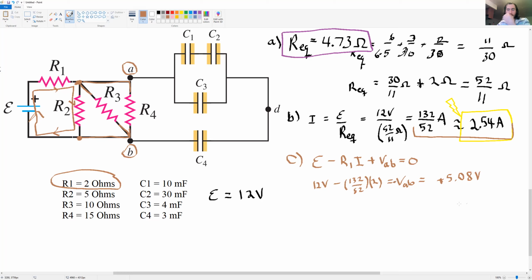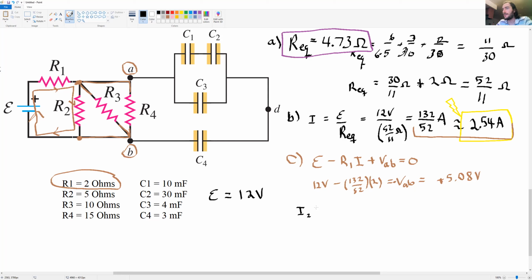You don't even have to do that. Just take the magnitude of the voltage. You know which way the current is going, so it doesn't matter that much. And so I have this voltage now, 5.08 volts. It's the same for R2, R3, and R4. So what do you guys think I'm going to do here?